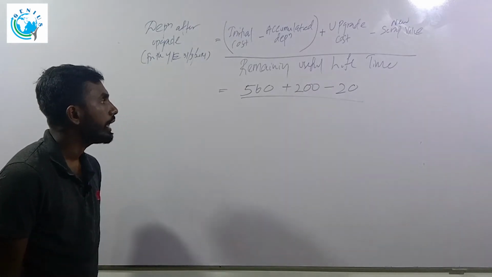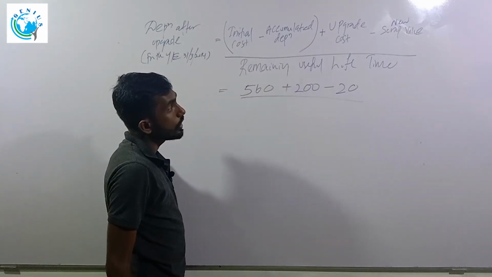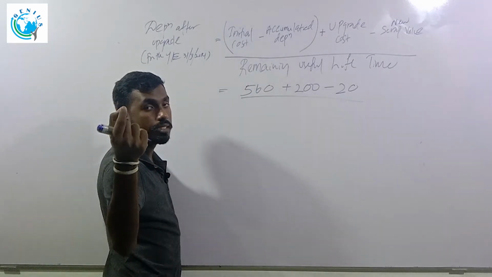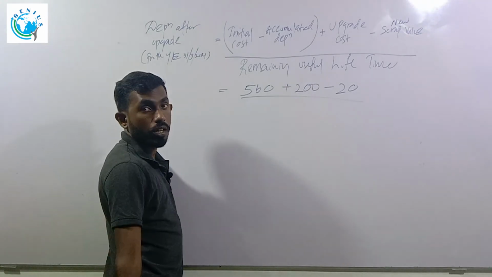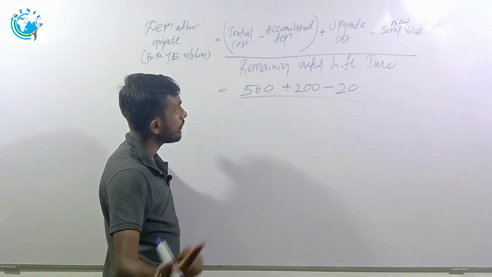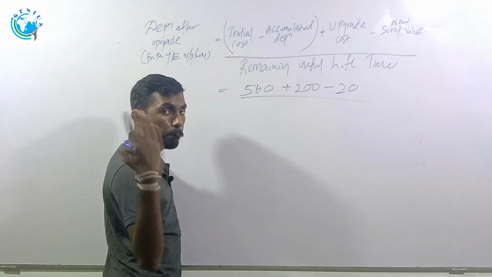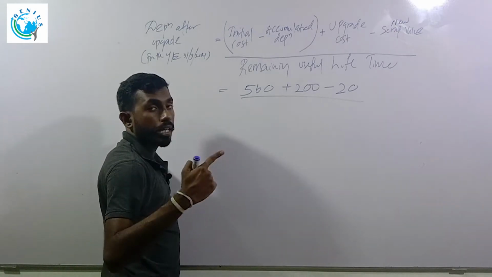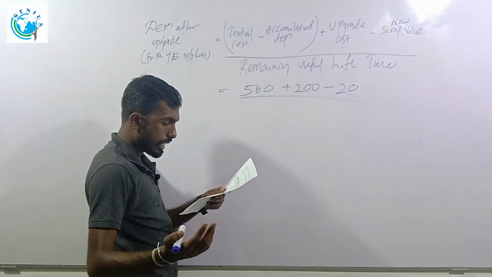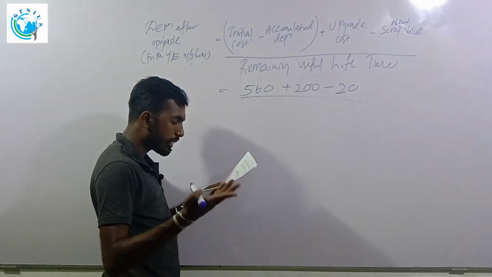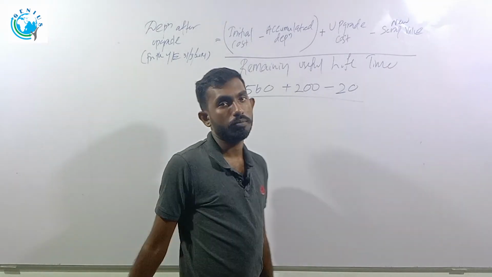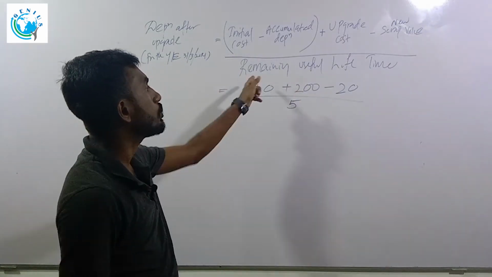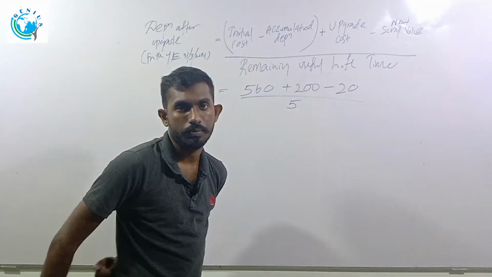Right. Divide by remaining useful lifetime. So the initial useful lifetime of this machine is 8 years. Then we have used this machine for 4 years. Therefore, remaining useful lifetime should be 4 years. But due to this upgrade, what's happening? They say due to the upgrade, the remaining useful life of the machinery has increased to 5 years. Now it has increased to 5 years. Therefore, remaining useful lifetime is not just 4 years, it's 5 years.